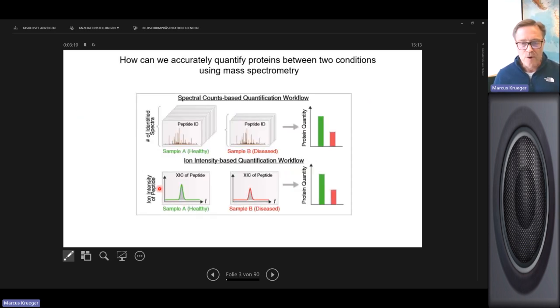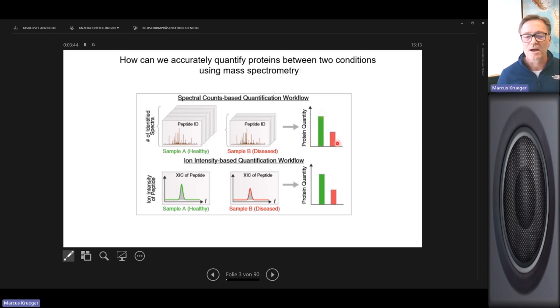Okay, and now of course one major question is how we quantify and how we identify those proteins and peptides, and quantification mainly. One idea is of course to use the so-called spectral count. What we do is count those spectra which are identified in a healthy situation, for example in sample A, and those spectra which belong to a specific protein in sample B, which might be a disease condition. And then by simply counting those peptides, we get the quantification of the proteins.